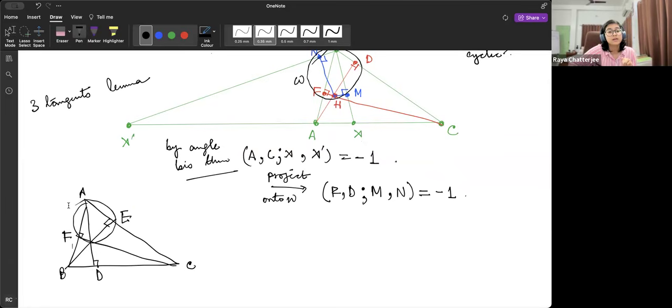The statement of the three tangents lemma is: if you have AD, BE, CF as the altitudes and H is your orthocenter, then if you take the circle AFHE, then DE, DF, and the line through A parallel to BC are all tangent to the circle.